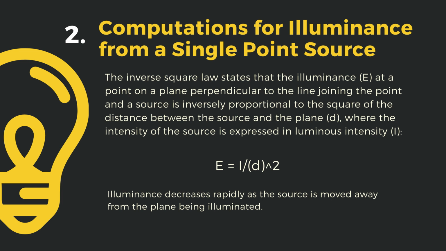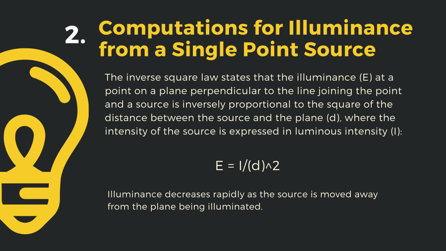So the second principle is the computation for illuminance from a single point source. Generally speaking, computing the illuminance from a point is very complex, and usually this involves computer analysis. However, the analysis is founded on the principle that the intensity of light traveling away from the source decreases as it goes further from the source. Shown here is the inverse square law.